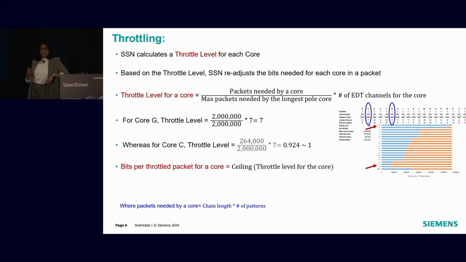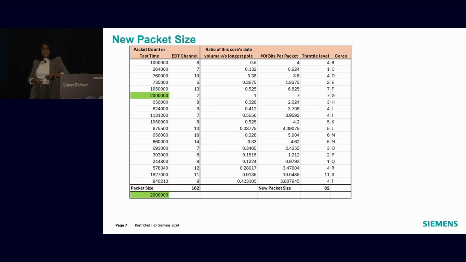So now my packet size is dependent, we said, on the number of bits required by each core. And now we are reducing the number of bits required by those smaller buckets. If I take the sum of the newer bits required by each core, that becomes my packet size, or a throttled packet size. Now if I look at the newer packet size, it really is the sum of the throttled bits of each core. Applying this formula to all 19 cores, my new packet size really becomes 82.